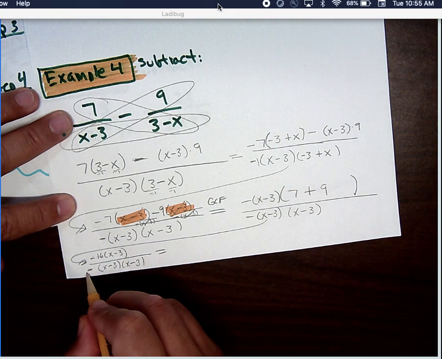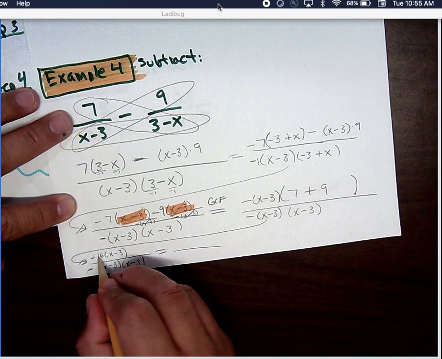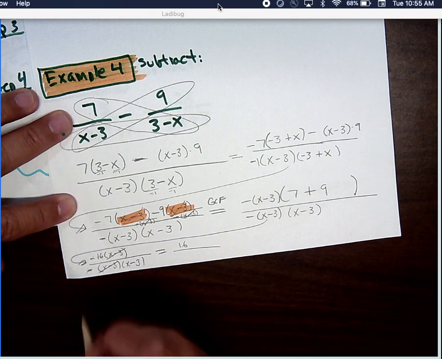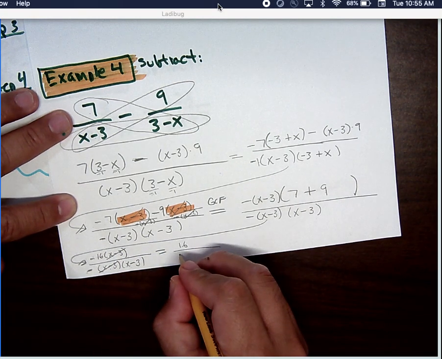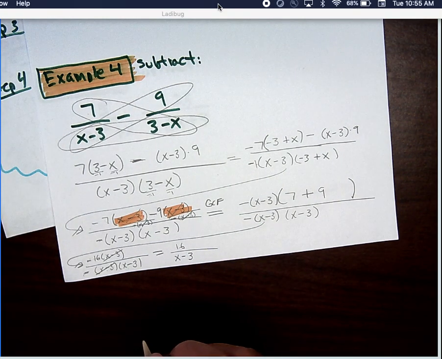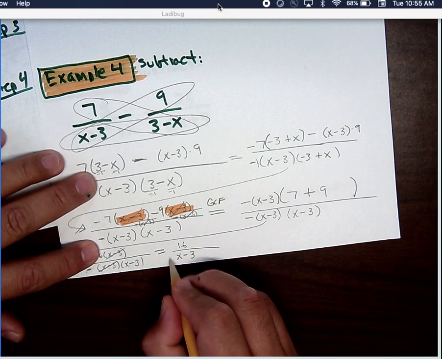So the negative over a negative becomes a positive, and then you have the 16 times x minus 3 over x minus 3. So one of these cancels, and you're left with x minus 3 at the bottom. And that should be the answer. I don't think we can do anything with that. Yeah, and that's the answer.